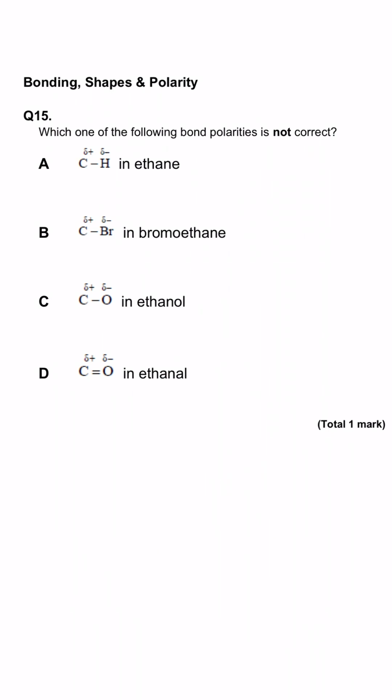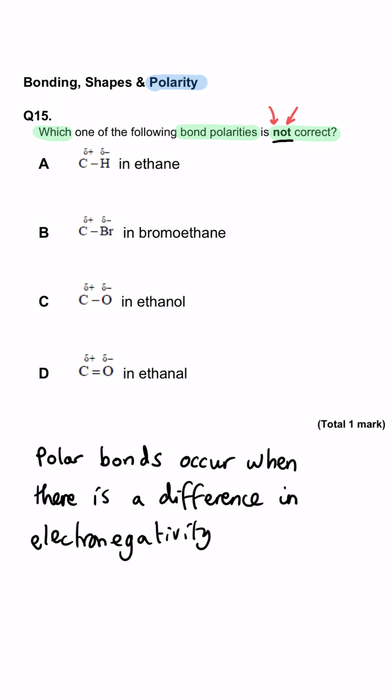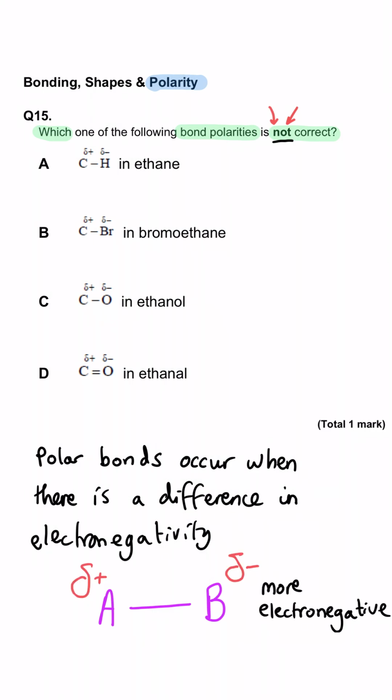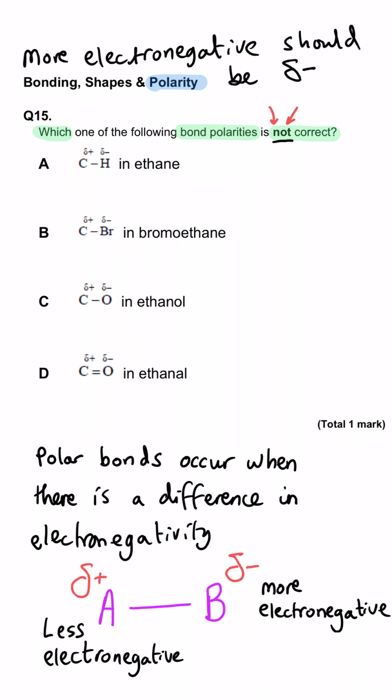Which one of the following bond polarities is not correct? Well, you get polar bonds when there is a big difference in electronegativity between the two atoms sharing the pair of electrons. And the bigger the difference in electronegativity, the bigger the dipole. And the more electronegative element gets the electron-rich symbol, the delta minus symbol. And so what we need to look for here is the instance where the more electronegative element is actually labelled as delta plus, and therefore being wrong.